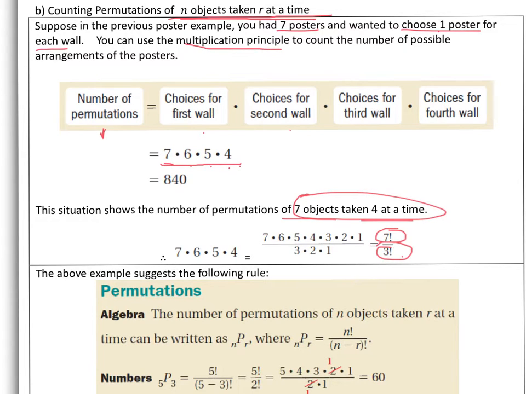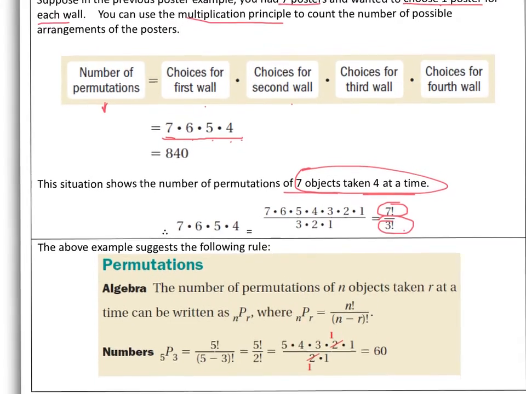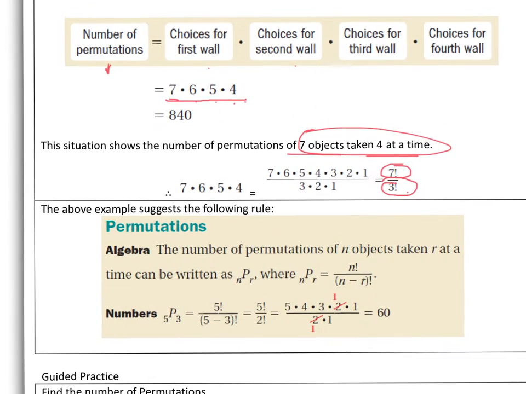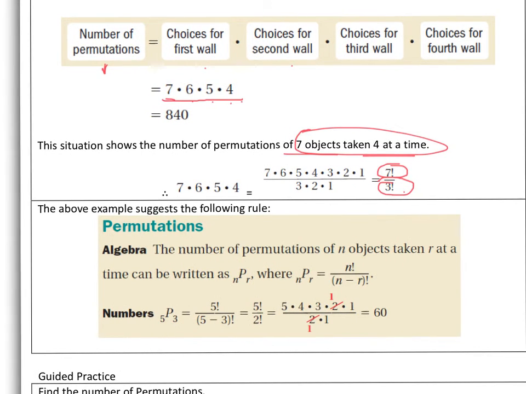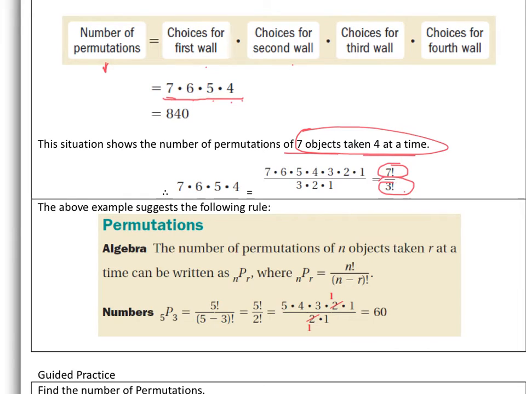And the above example suggests the following rule. Permutations. Algebra. The number of permutations of n objects taken r at a time can be written as nPr, where nPr equals n factorial over n minus r factorial. So here we have a numerical example of 5P3. So you take 5 factorial, and you take the difference of 5 and 3, which is 2 factorial, and then you would simplify all the way to get 60.